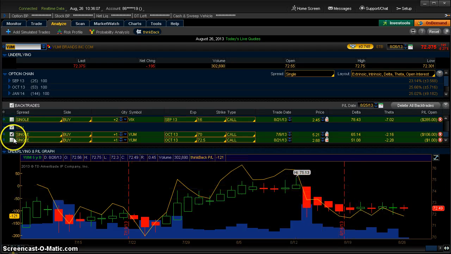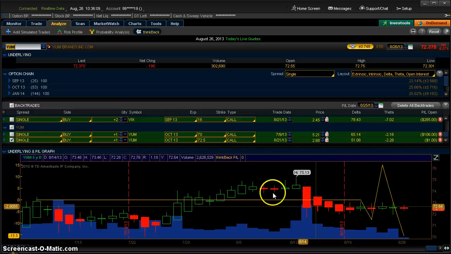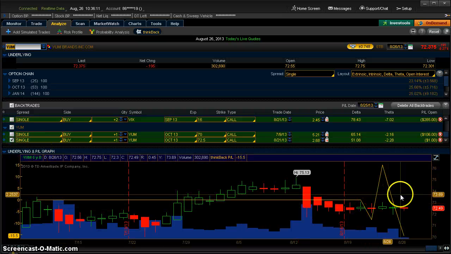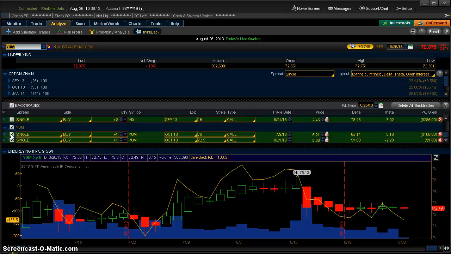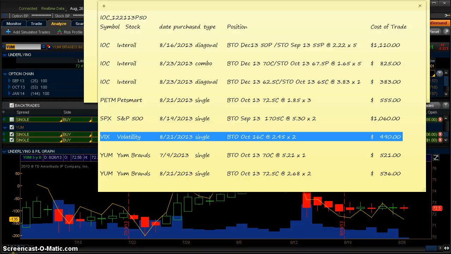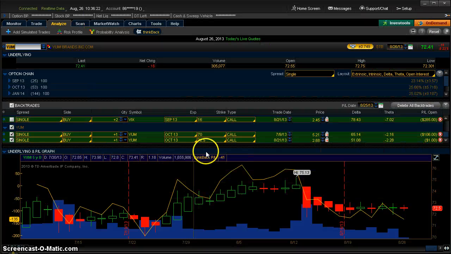So let's look at the other one. The other one is a much shorter time frame. And if you want to combine the two, here's your combined profit. So that's pretty much all there is for those trades. There you go. Okay, thanks.